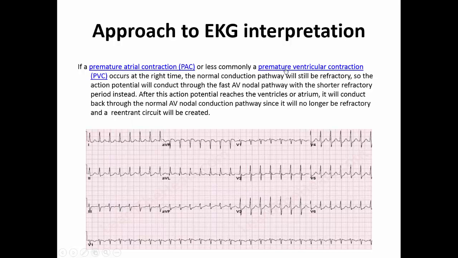So if a PAC or a PVC hits just the right time and the normal conduction pathway is still refractory, you can get conduction through a fast AV nodal pathway and end up with a reentrant tachycardia.